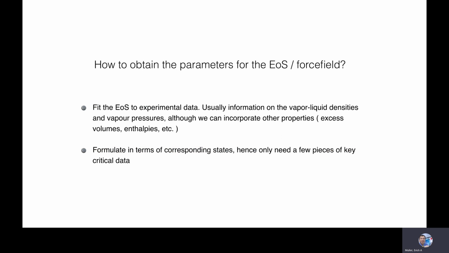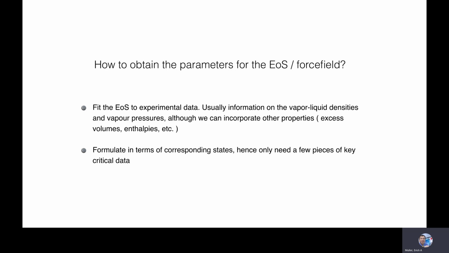So the first question is, how do we obtain the parameters for the equation of state? And we've already given you a clue about this. An idea would be to fit the equation of state to experimental data. In general, and we've seen that it's reasonably successful, we use vapor-liquid phase equilibrium densities and vapor pressures, although in principle we could incorporate any property that comes out of the equation of state, like excess volumes, enthalpies, et cetera, or second derivative properties.